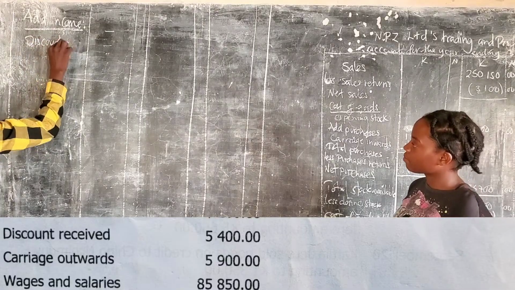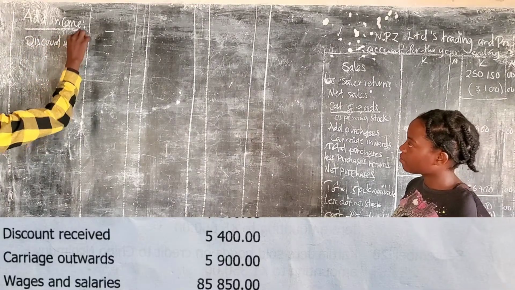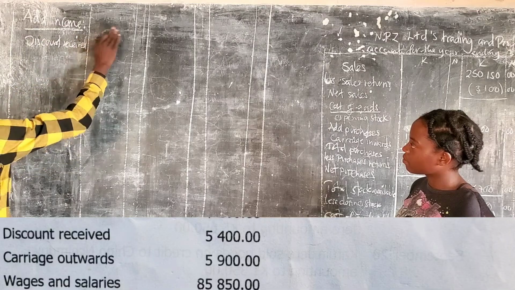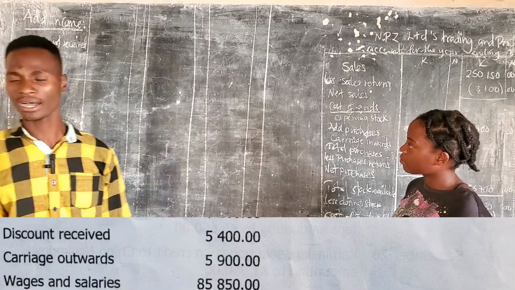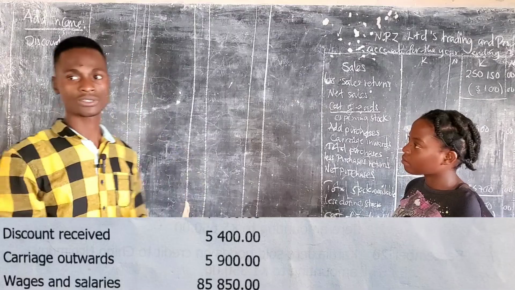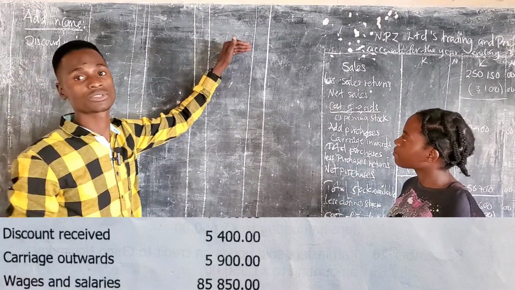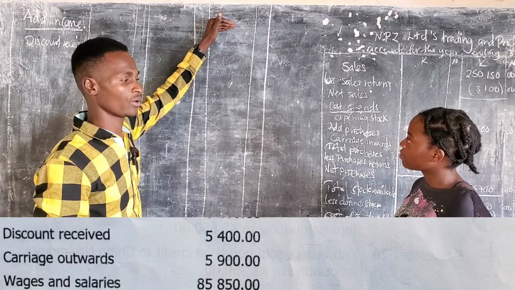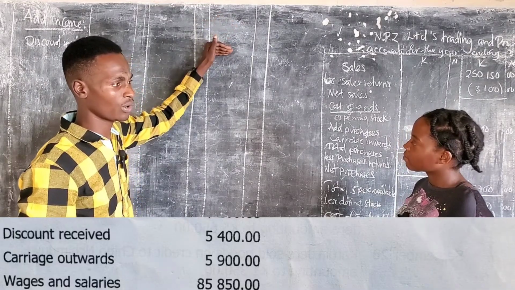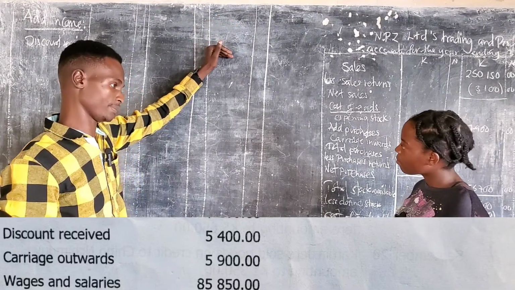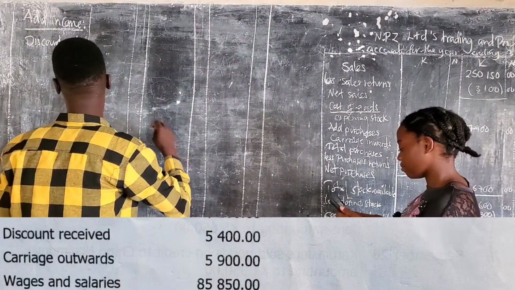Discount received. Now, since we only have one income, which is discount received, it's going to go direct to the last column, right? Yes. So that we add it to the gross profit in order to come up with the total income. Total income. Yes. Okay.